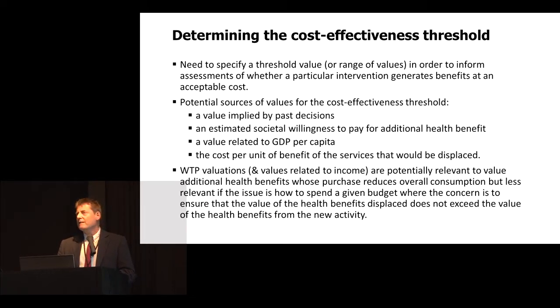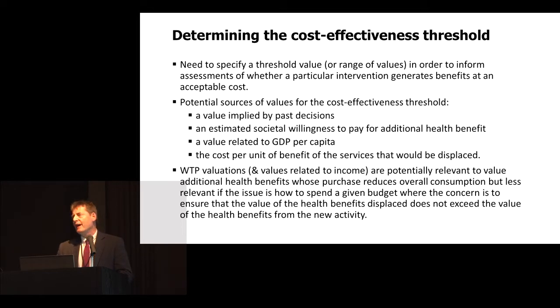The second main approach that's advocated for identifying appropriate thresholds is to estimate a societal willingness to pay for additional health benefits. So in this context, it could be possibly for additional QALYs or DALYs. I'll tend to refer to QALYs because that's what's overwhelmingly used, at least in the UK. And so the issue is, can we identify a willingness to pay among the general public for additional quality-adjusted life years?